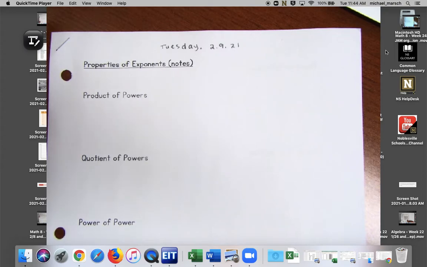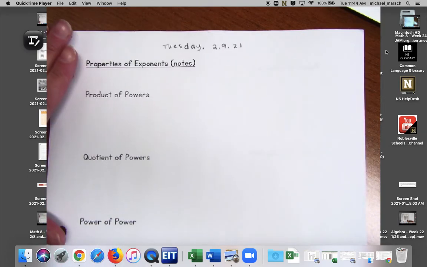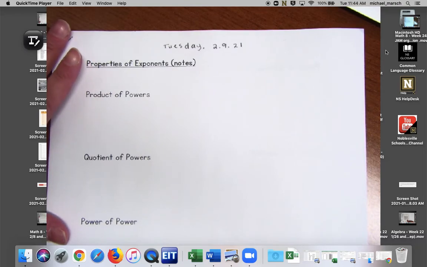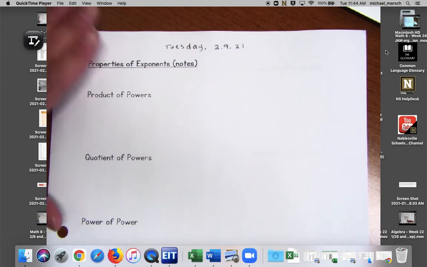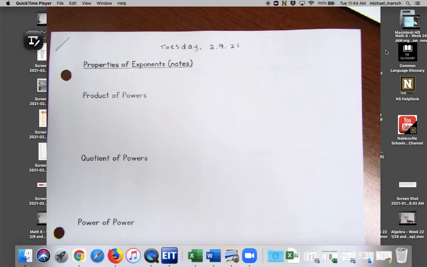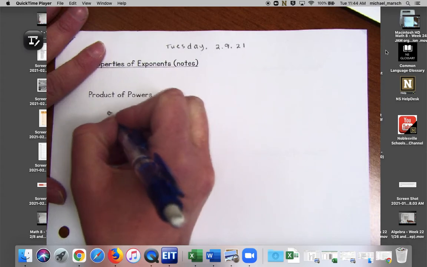Right? Exciting stuff. So these different properties here, the rules, should be review from 7th grade. I realize for some of you it's not because things got a little wonky at the end of 7th grade. I don't know what your teachers covered and didn't. So most of this should be review, and then we're going to take it up to the algebra level on the back page. Okay, so product of powers.